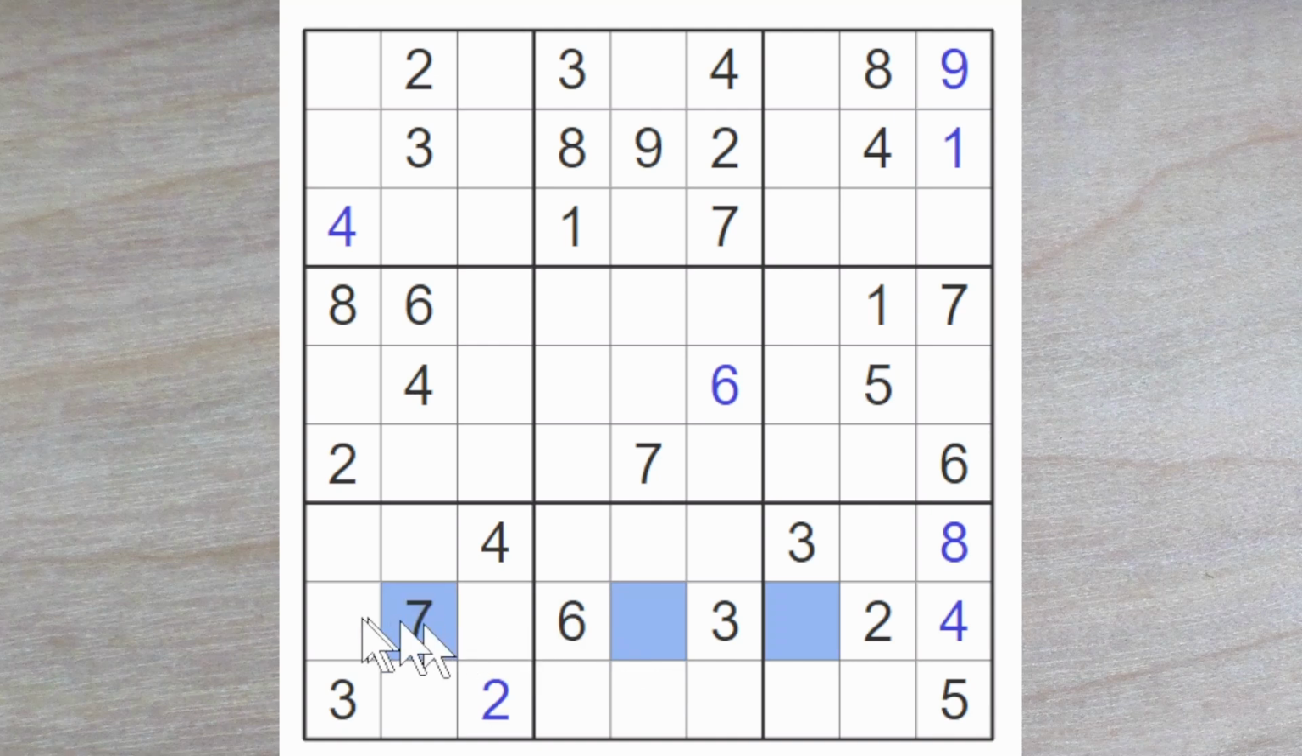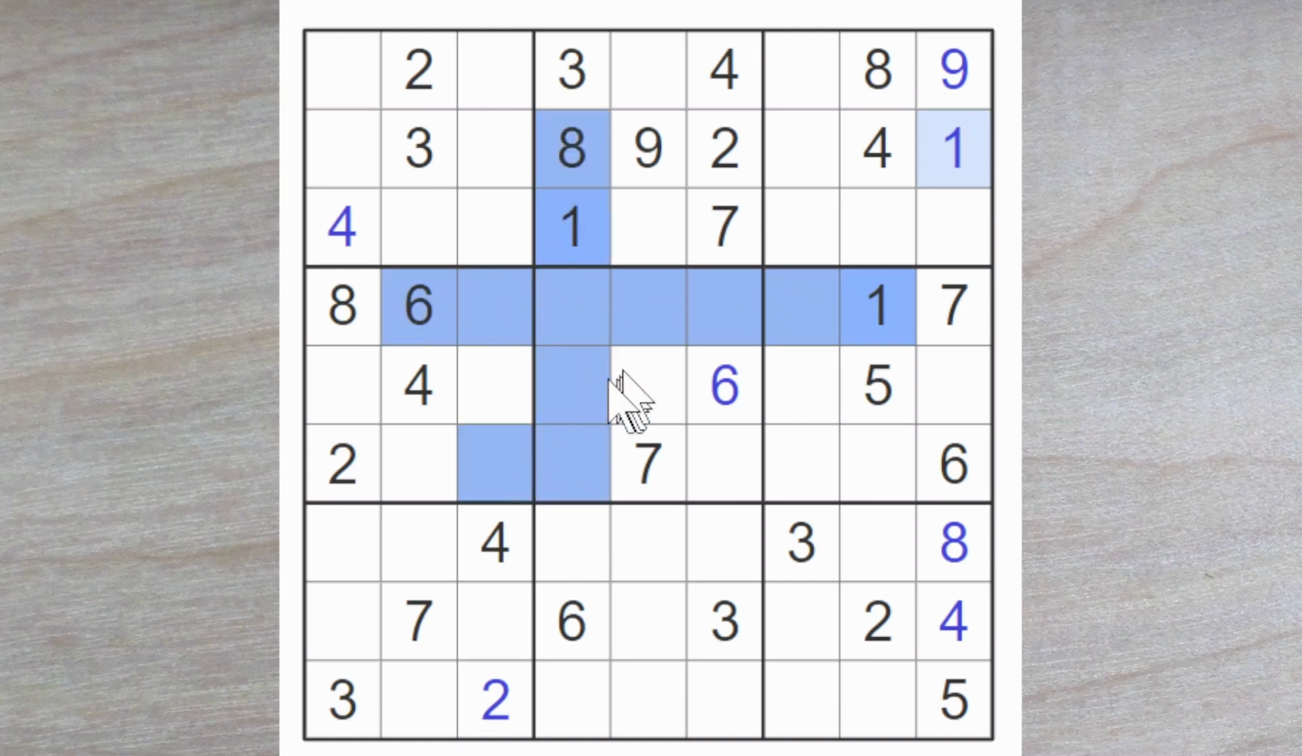1, 5, 8, 9 across this row. There's an 8 and a 5 here, so this is a 1, 9. So an 8 must go either here or here. But the 5 I can't say anything about, or the 9. But I see a 1, 8 blocking here, and I see a 1, 8 blocking here. So these two squares must be a 1 and an 8. And that often makes things easier.